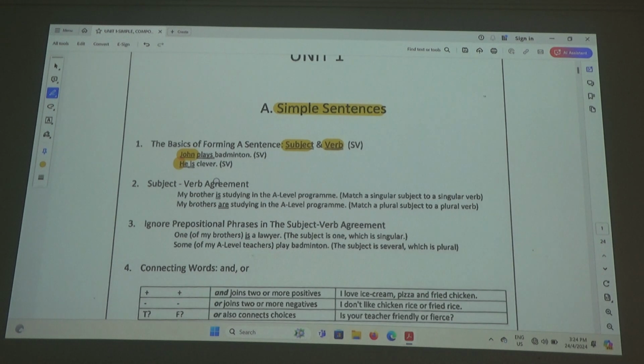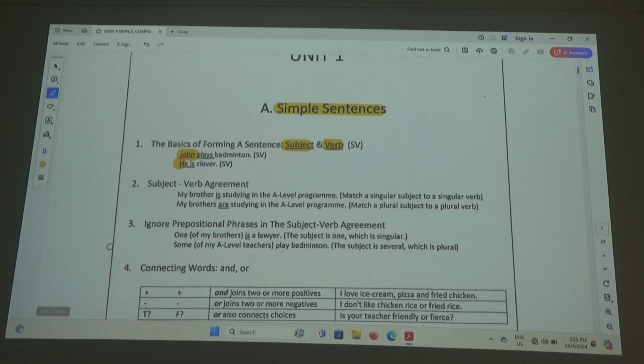Now subject-verb agreement. My brother is studying in the A-level program. My brother is singular, so we use is. Match a singular subject to a singular verb. You cannot say my brother are. Correct? My brothers, because of the S here, is plural, so my brothers are. Is that clear now? That is what we call subject-verb agreement. They agree. Is that clear now?